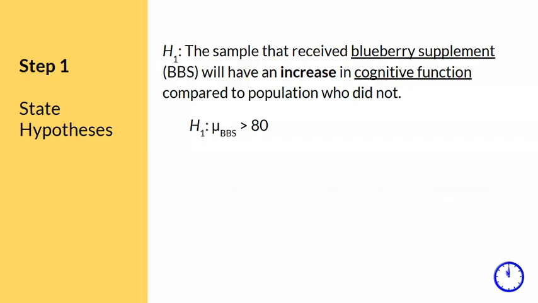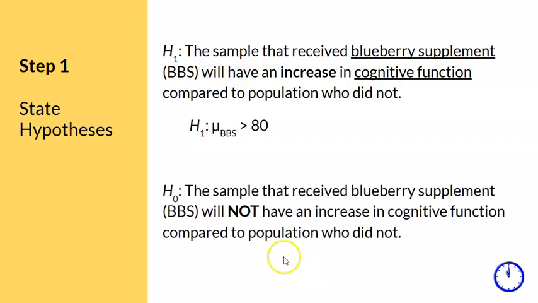For the null hypothesis, the wording will reflect that there was not an increase. And in notation, mu BBS is less than or equal to 80. Meaning that if we could treat the entire population with blueberry supplement and there was not an increase, then the treated population should be equal to the population mean or less than the population mean. Again, the sign in the null hypothesis is the opposite of the sign in the research hypothesis.